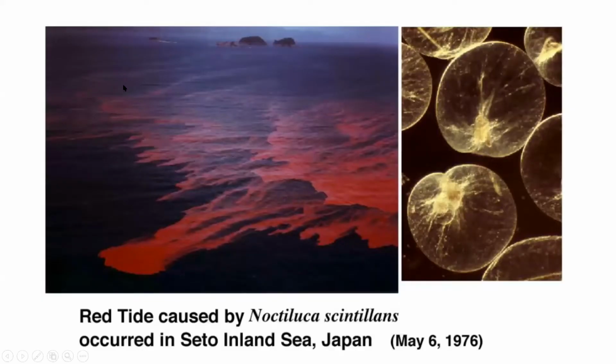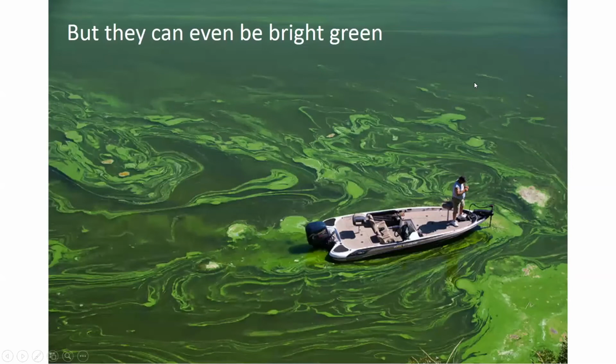And they can be very large, and they can cover a very large amount of the ocean. You can see a second red tide here. And again, here's the causative organism, these single-celled algae. But they're not all red. They can even be bright green. So again, these are the cyanobacterial blooms that have just been plaguing Lake Erie. And you can see just how thick and just how bright green they are.